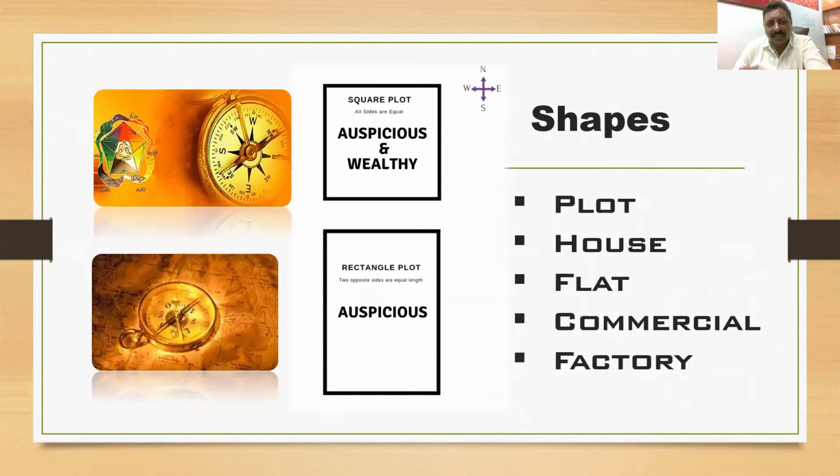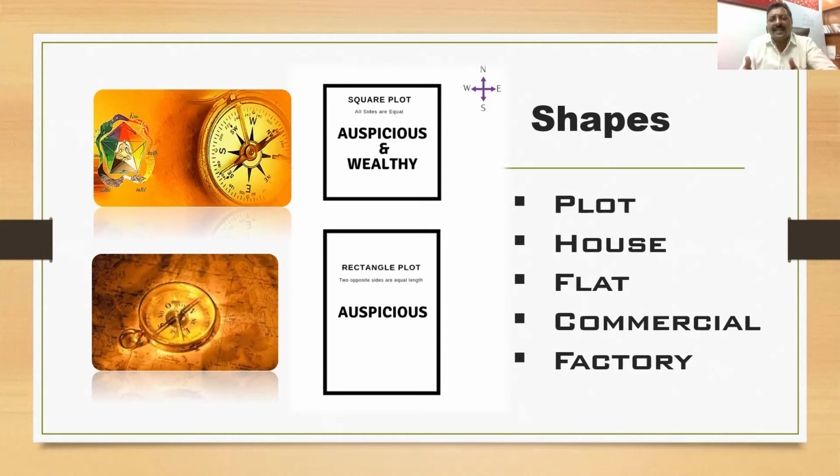Shapes are very important. Whenever you have a plot or a flat or an office, a commercial office or a factory, if you have a square plot and an office, then that particular thing will give you good results. It means 50% of your Vastu is okay, square or rectangle. But whenever the plot is not in a proper shape, then automatically you will get those defects.